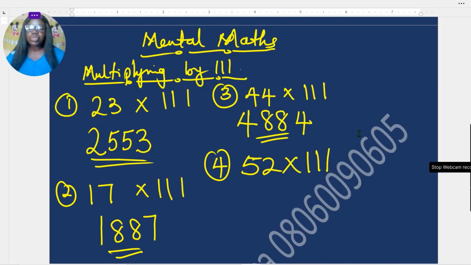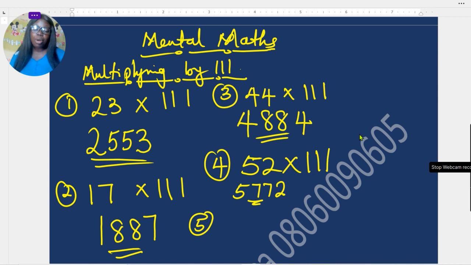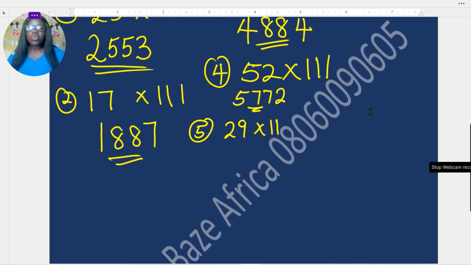So now 52 times 111 is 5,772. What if we have a number that we are to carry over? Let's say 29 times 111. Okay, what will be our answer?